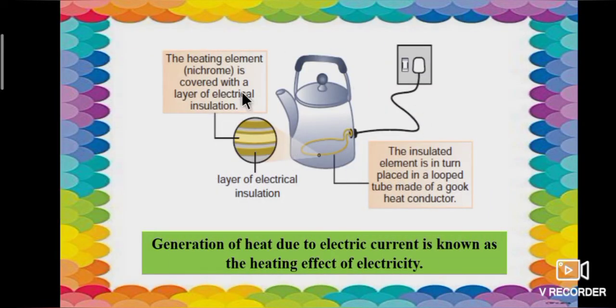Let's see the function of an electric kettle. The heating element, that is nichrome, is covered with a layer of electrical insulation. The insulated element is in turn placed in a looped tube made of a good heat conductor. Looped means encircled. So nichrome produces heat while electric current passes through it in an electric kettle.